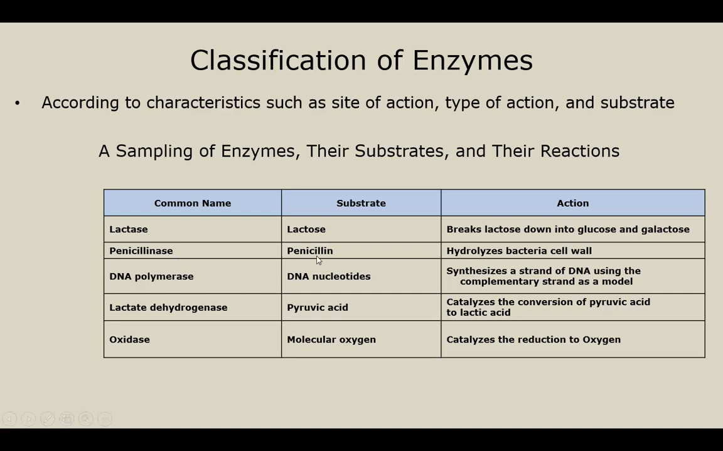Penicillinase, the substrate is penicillin. For DNA nucleotides, the common name of the enzyme is DNA polymerase. So this is just showing you how some of them are named by where they occur, the type of action, or the substrate.